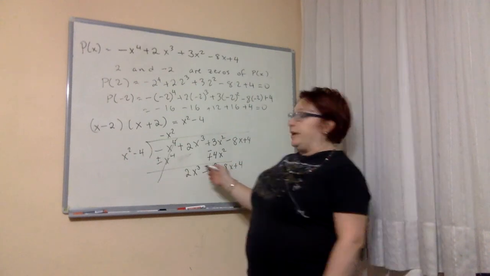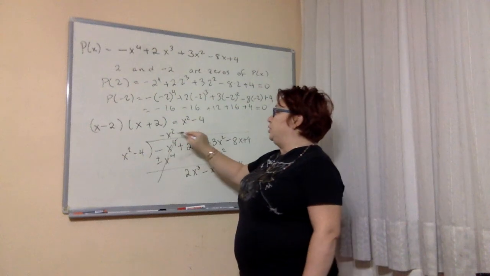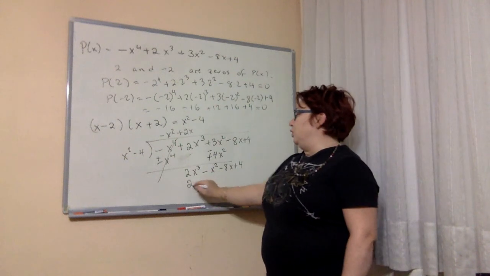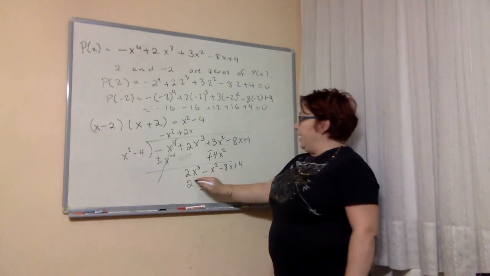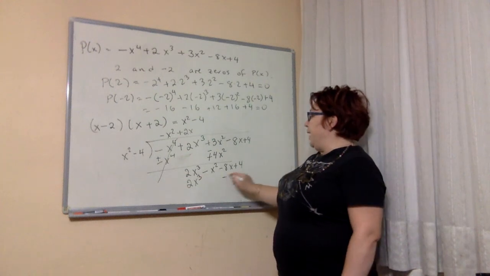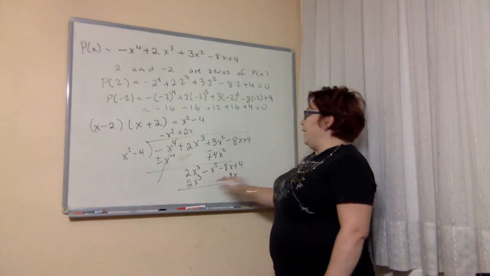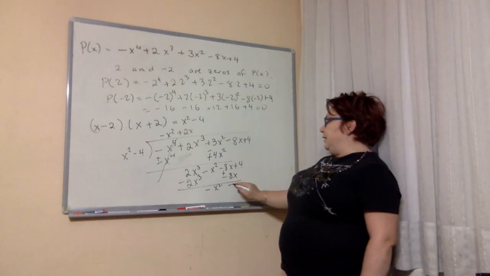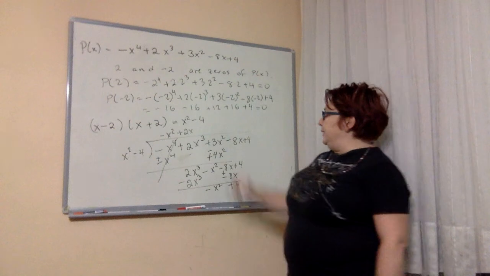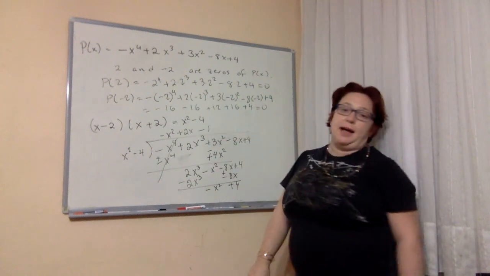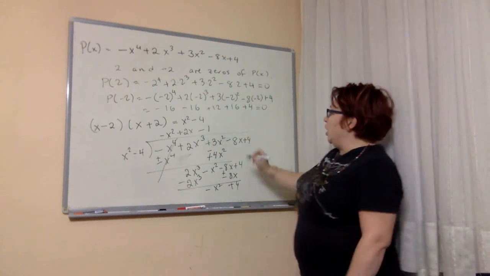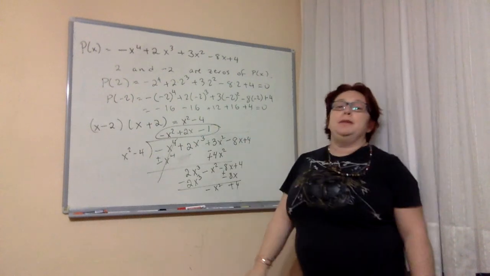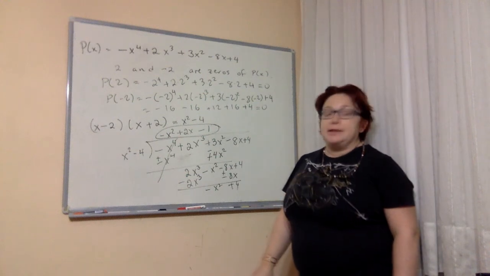Then we say 2x cubed is really x squared times 2x. So we take 2x and multiply it with x squared minus 4. And we get 2x cubed minus 8x. And when we change sign and add, we just get minus x squared plus 4. And that's simply minus 1 times x squared minus 4. So our other factor will be negative x squared plus 2x minus 1.